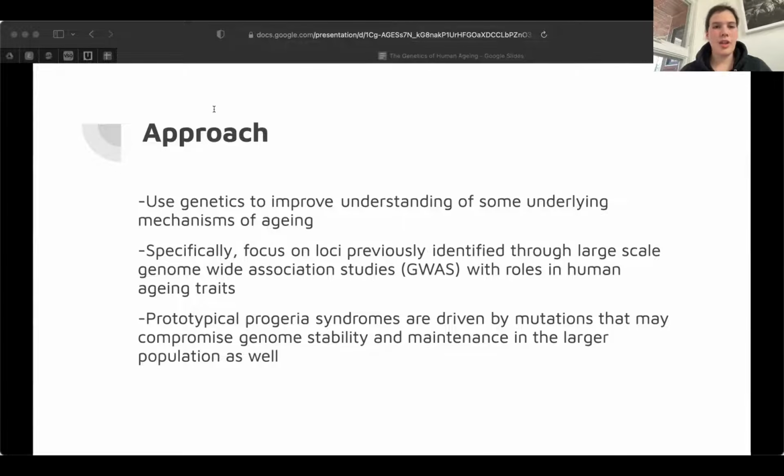So for further clarity, progeria is any of several rare human disorders associated with premature aging, and the two major types are Hutchinson-Gilford and Werner syndrome. And so Werner syndrome manifests in adults, whereas Hutchinson-Gilford can have its onset in early childhood.